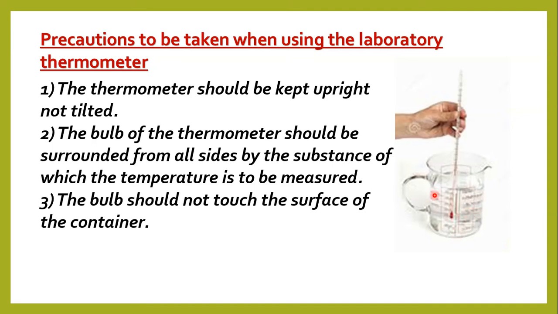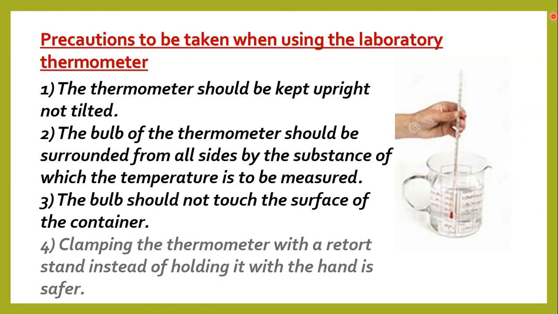Another reason is the focus of the measurement is the water, not the container. So if you allow the bulb to touch the container, you end up measuring the temperature of the container instead of the water, being your intention. So that is the reason why you must ensure the bulb does not touch the surface of the container. All right. What's the next one?